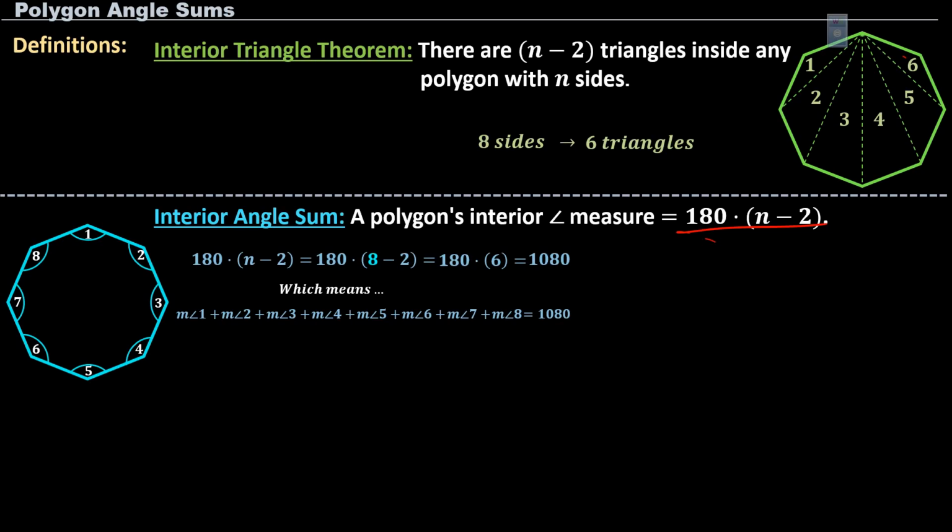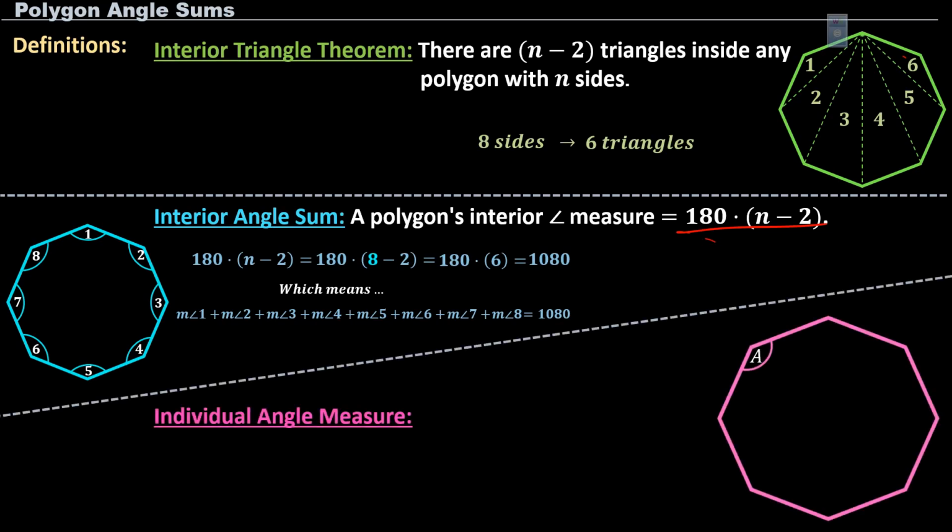Now, we've looked at how to split a shape into triangles and how to use that to tell you what the interior angle sum is, but what if we just wanted to find an individual angle measurement? Well, that's where this last formula comes in. To find the measure of any individual angle, it's 180 times n minus 2, which is literally the measurement that we just did in blue, divided by n.